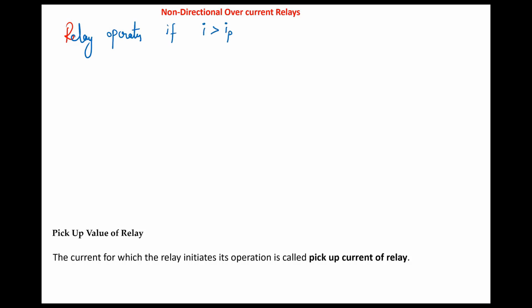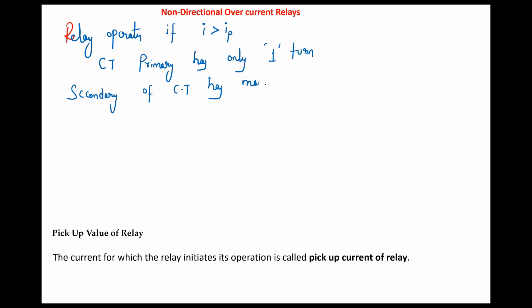This pickup value I am going to tell you. The first important point is that the CT primary has only one turn. The primary of a CT has only one turn. The secondary of a CT has many turns. Let us call the number of turns in the CT secondary N.